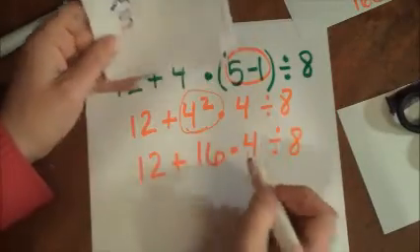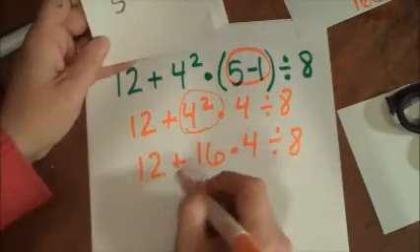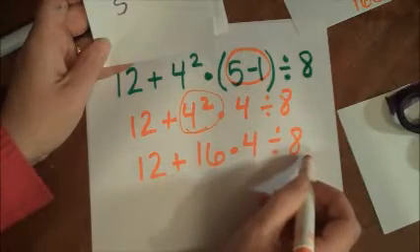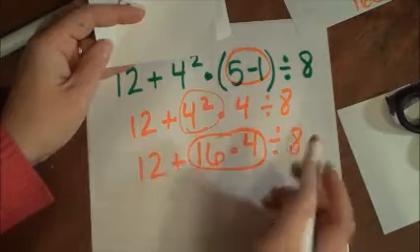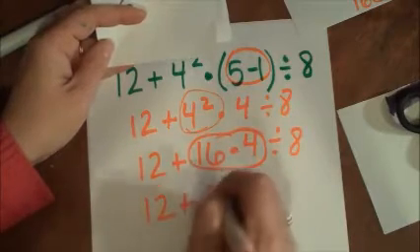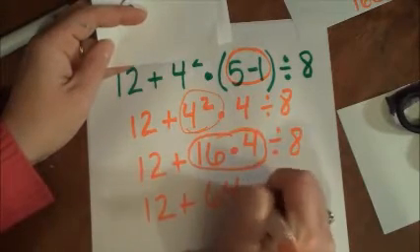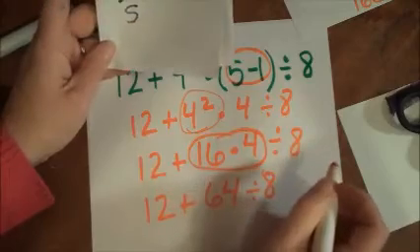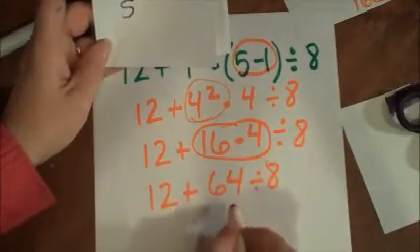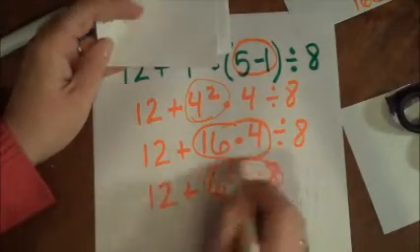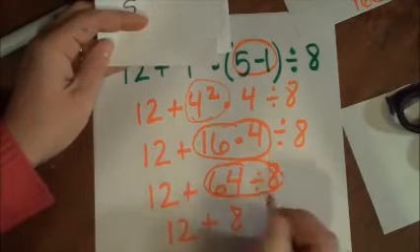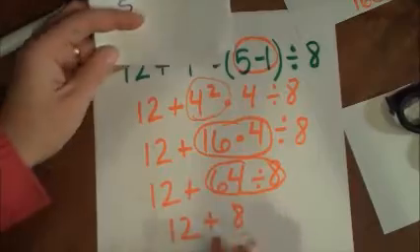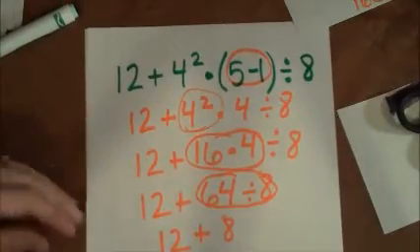Next is multiply and divide. I have both. So I go in order from left to right and solve that one that comes first. So 12 plus 64 divided by 8. Finally, divide. 12 plus 8. 20 is my answer to this expression.